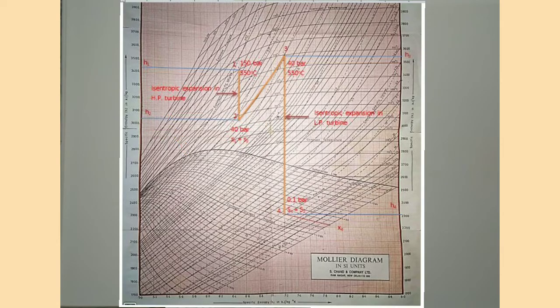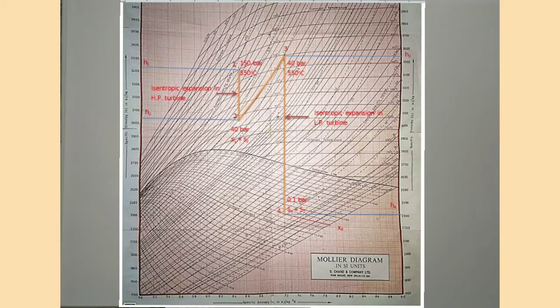Process 2 to 3 is reheating at constant pressure, that is 40 bar, and the temperature after reheating is 550 degrees Celsius. So we can draw a curve along the curve of 40 bar pressure till it meets 550 degrees Celsius. Now this is state 3 and we can take the value of enthalpy from y-axis.